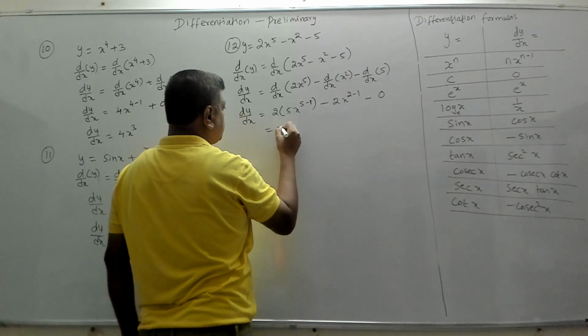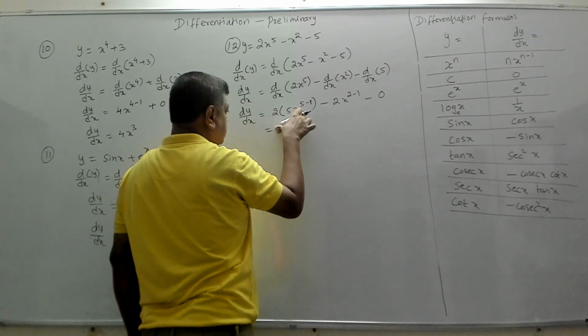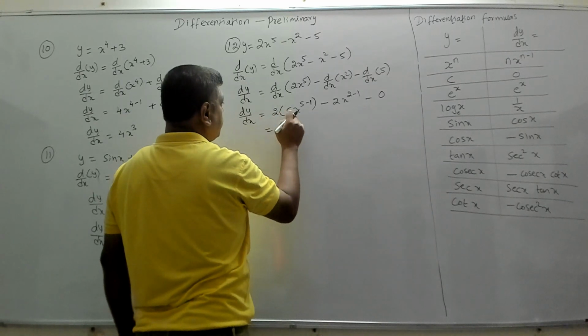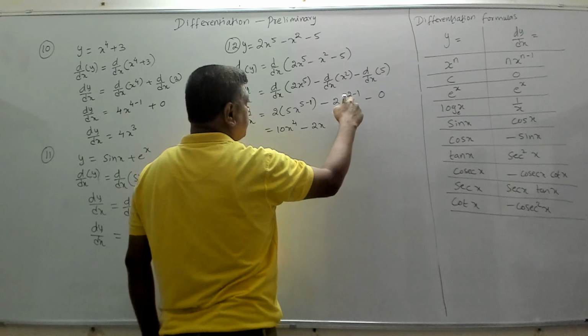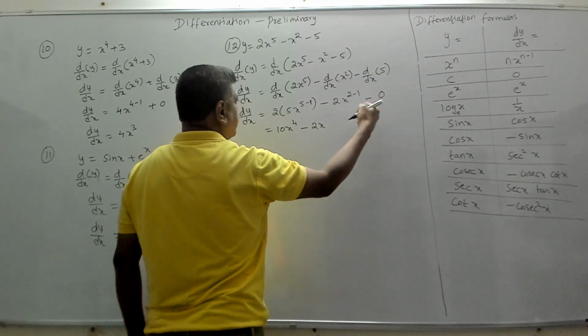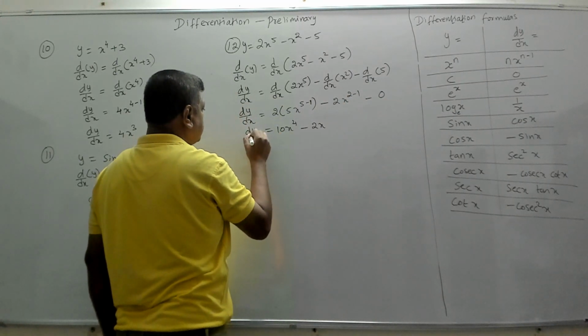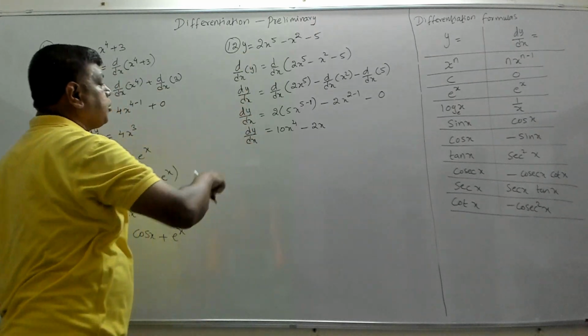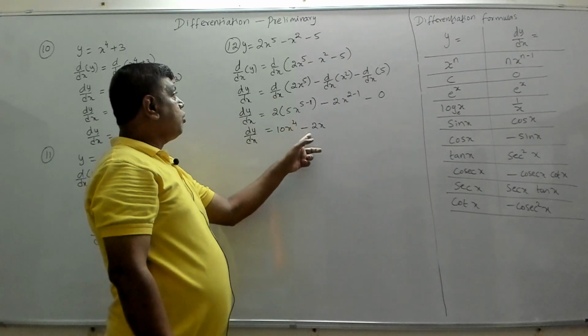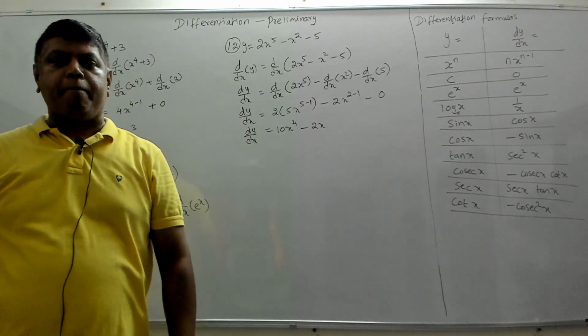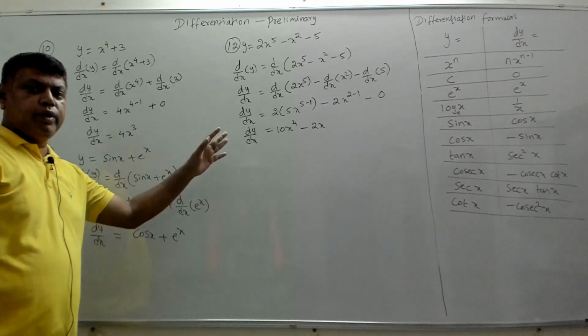Right? So that becomes 2 into 5, that is 10 x power 4, minus 2 into x power 2 minus 1, which is x power 1. This is minus 0. So this is your dy by dx. So what is the differentiation of 2x power 5 minus x square minus 5? It is 10 x power 4 minus 2x. So now we have differentiated this.